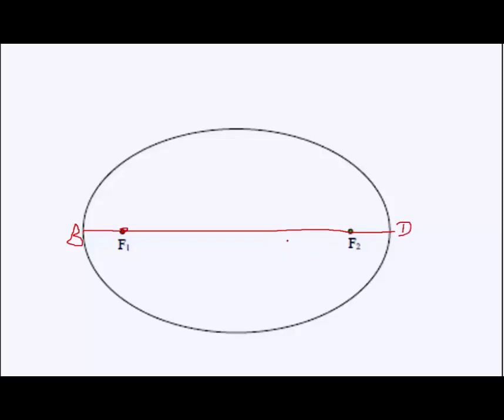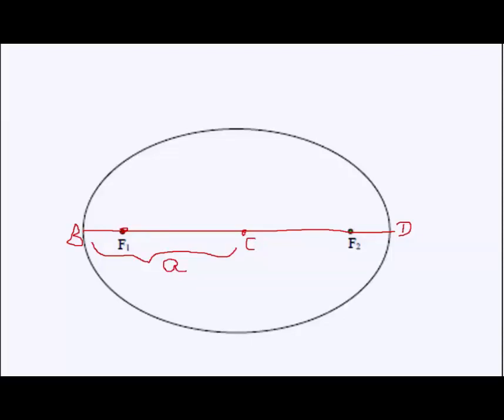Now mark the center of that line. That is the center of that line, and label it as C. This point is called the center of the ellipse. The distance BD is the major axis, and the distance BC is half of the major axis, and we call it the semi-major axis, and we represent it as lowercase a.